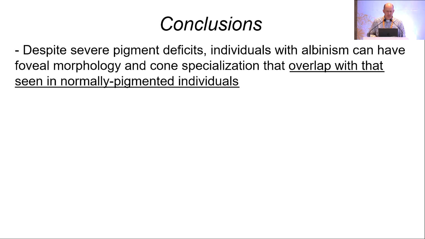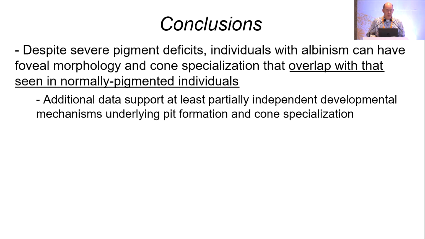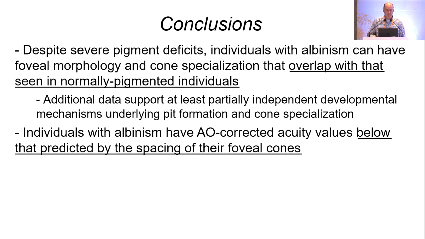So what I've shown you is that despite having severe pigment deficits, patients with albinism can have foveal morphology and cone specialization that overlap with what's seen in normally pigmented individuals, and this would suggest at least partially independent developmental mechanisms underlying pit formation and cone specialization.